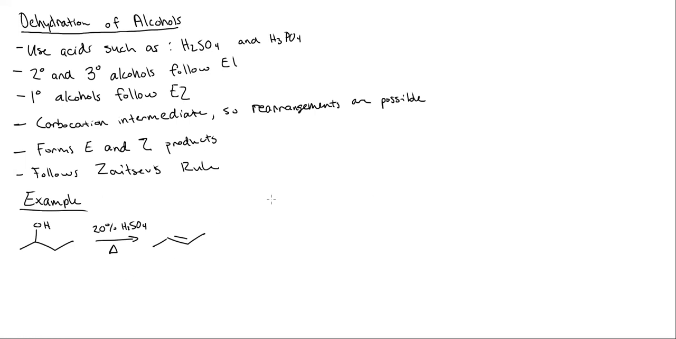So now if we want to look at the mechanism for this, this is a 2 degree alcohol, so this is going to follow an E1 type mechanism. What that means is that the leaving group's going to leave first and form a carbocation, and then I'm going to form my alkene, okay?